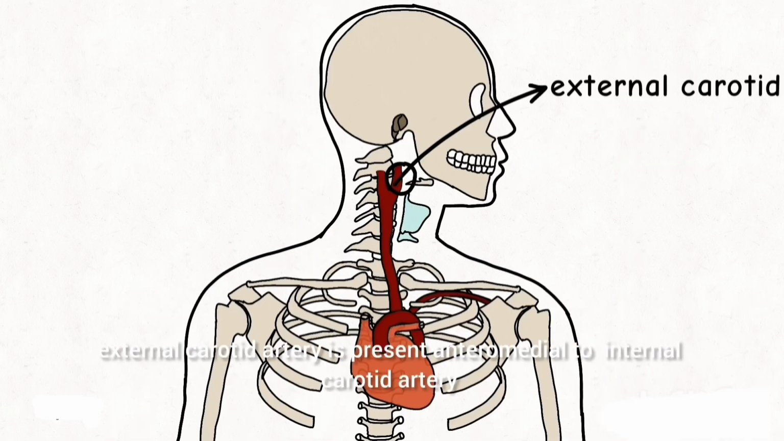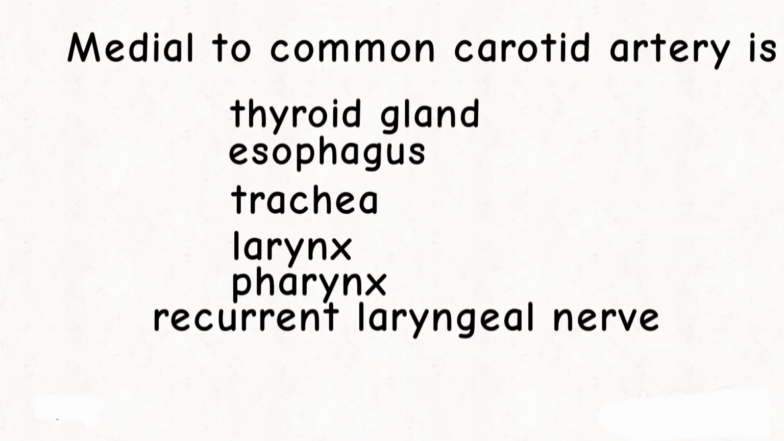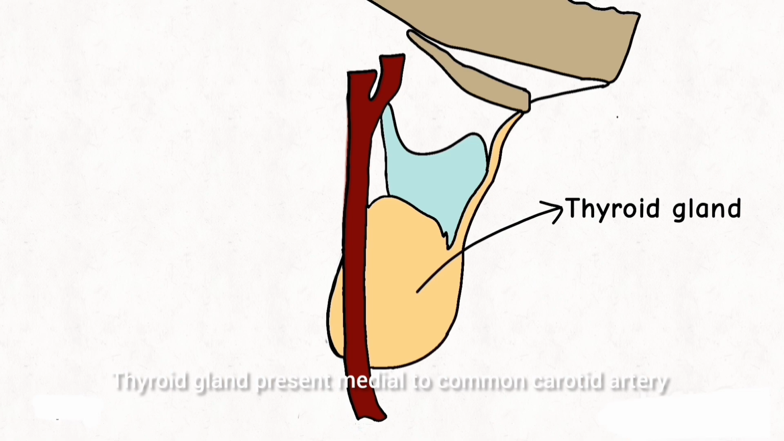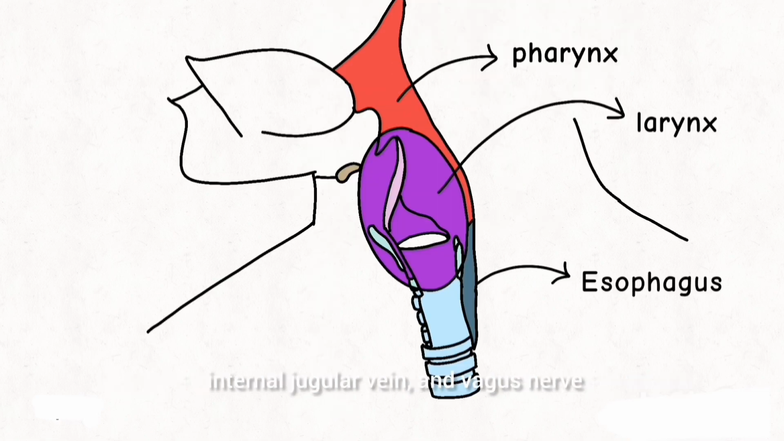External carotid artery is present anteromedial to the internal carotid artery. Thyroid gland is present medial to the common carotid artery. Pharynx lies adjacent to the carotid sheath, which contains the common carotid artery.